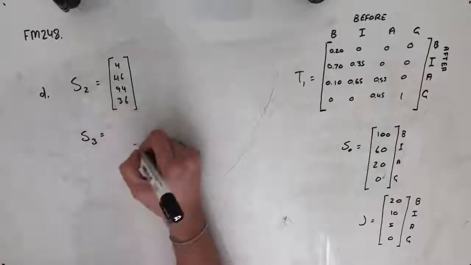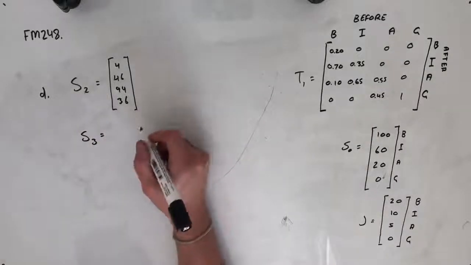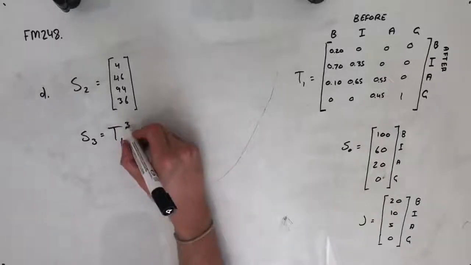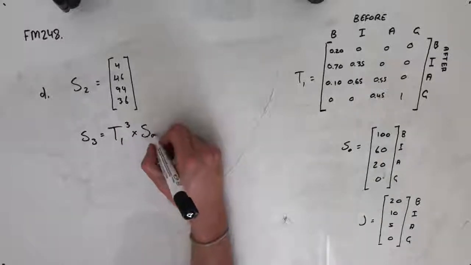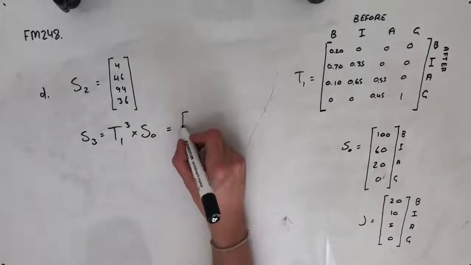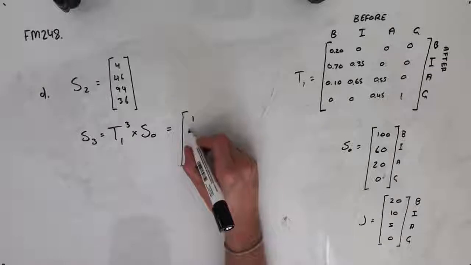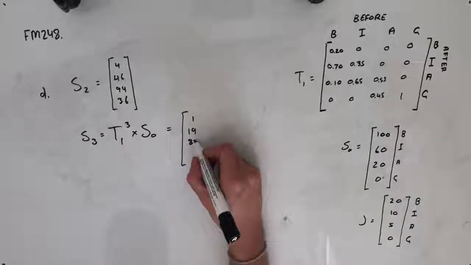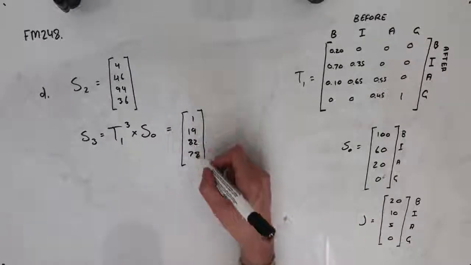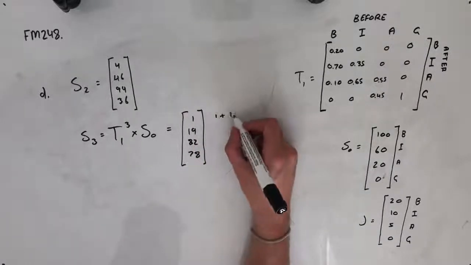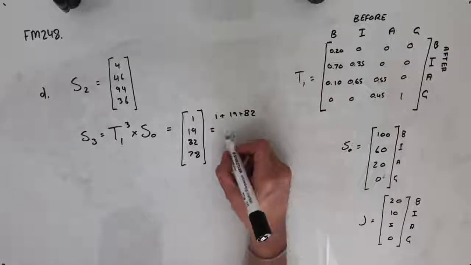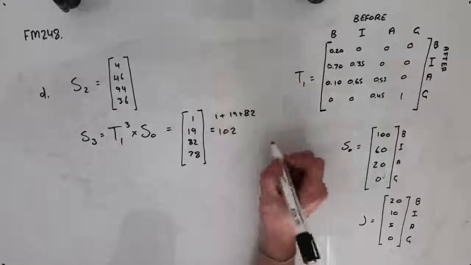We can go to the third assessment. After the third assessment, in order to calculate this, once again, we can take our transition matrix, this time taking it to the power of 3 and timesing it by our initial state matrix. Putting this into a calculator should give you a matrix that looks like this: 1, 19, 82, and 78. When we add these first 3 numbers together, we've got 1 plus 19 plus 82. Adding all of those together should land us at an answer of 102 students.